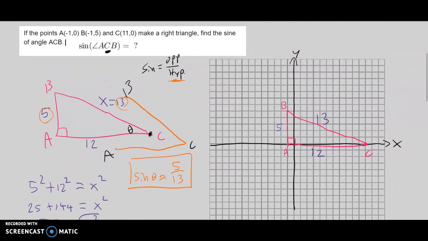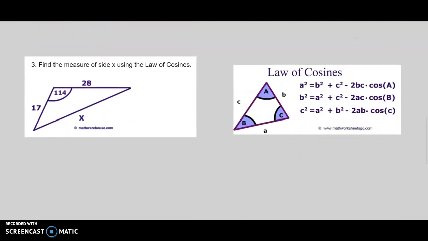But that's that one. So the hardest part, I think, of that was just identifying which angle. I think most of you could draw this triangle pretty easily from the points that they gave. And then just remember that to find the sine, you're going to need the opposite side and the hypotenuse. All right, let's look at this one really quickly.